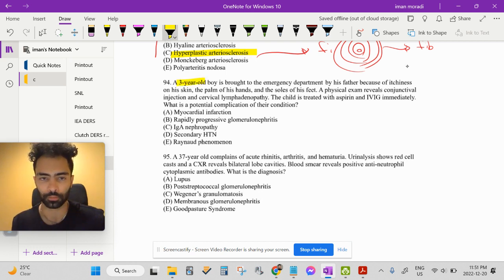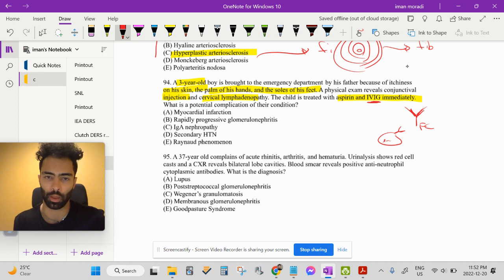A 3-year-old boy is itchy on his face, soles, and feet, with lymphadenopathy. So this guy has Kawasaki syndrome. We give him aspirin and IVIG. IVIG is basically antibodies against no particular target, right? But the Fc region binds the Fc receptors on leukocytes and deactivates them. It causes negative feedback, so it's useful for stopping antibody-secreting cells.